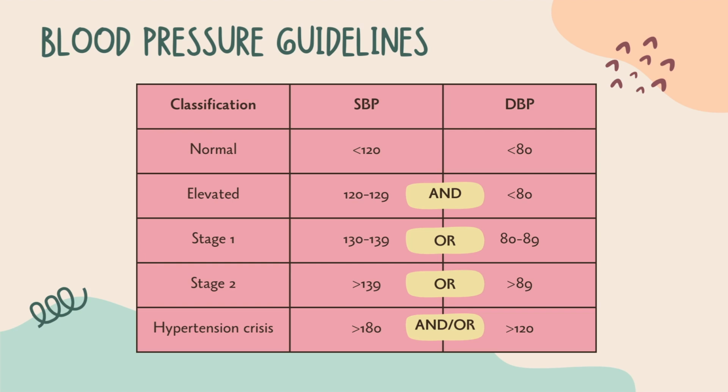Stage 1 would be 130 to 139 or 80 to 89. So you can get either your systolic is too high or your diastolic, your stage 1. Stage 2, your systolic blood pressure has to be greater than 139 or greater than 89. So both need to be higher. After stage 2, there's really nothing else besides the hypertensive crisis. So that's when it's like a medical emergency. Systolic blood pressure is greater than 180 and/or diastolic blood pressure is over 120.